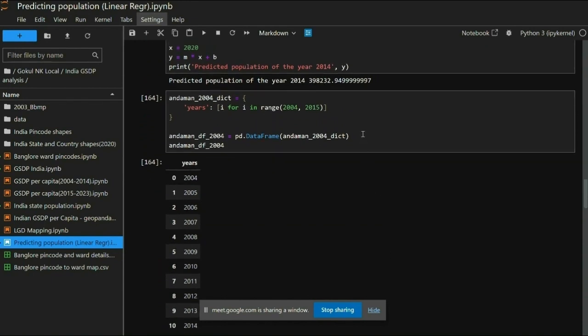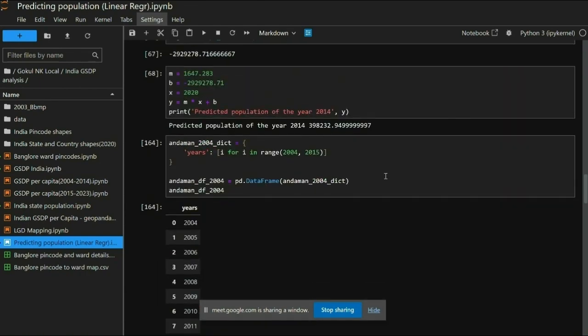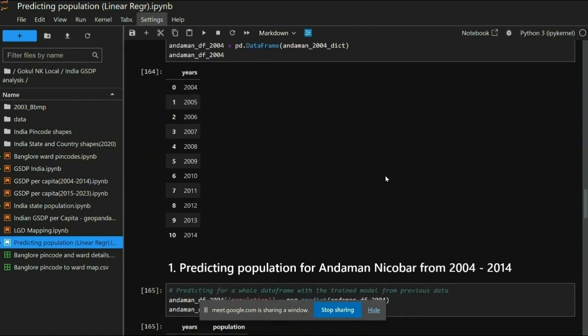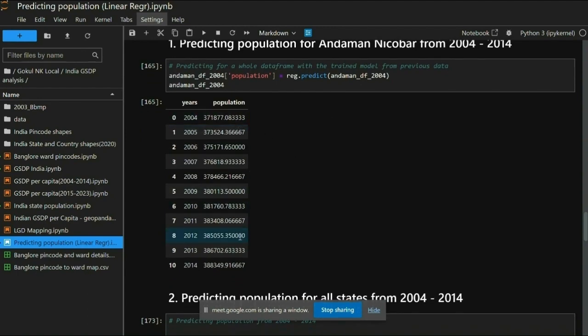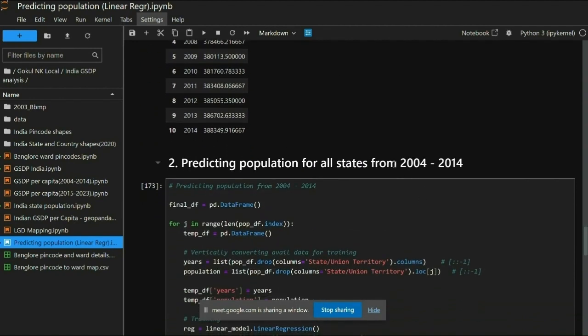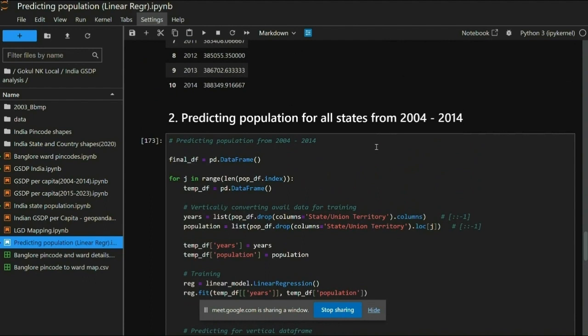With that data, we are predicting the population for 2004 to 2014 here and adding it into a new data frame. Doing it just for one state here, just to get the grip of the process. After that, we started to predict population for all the states, following the above process, but for all the states now, from the year 2004 to 2014.